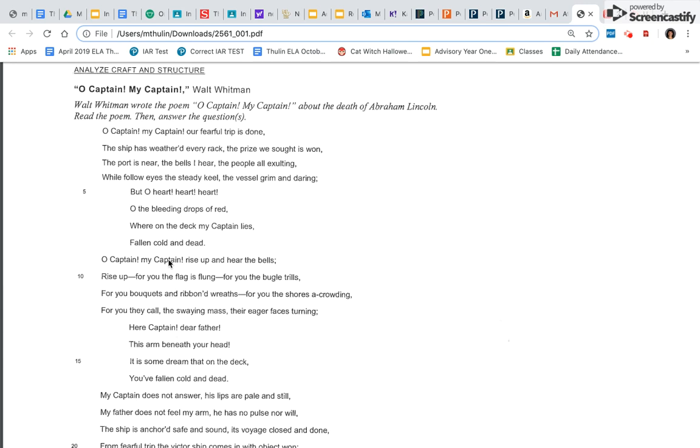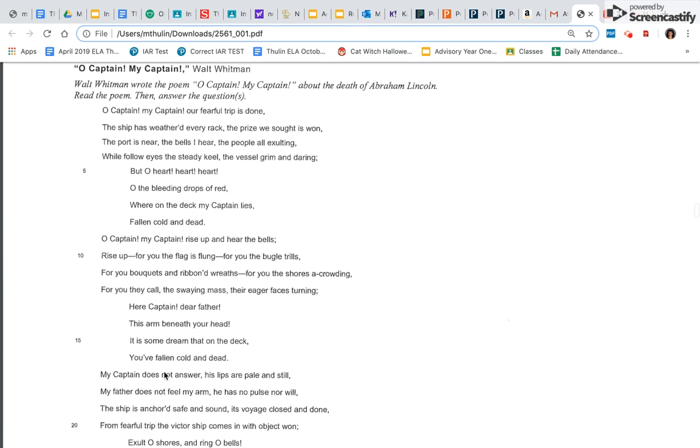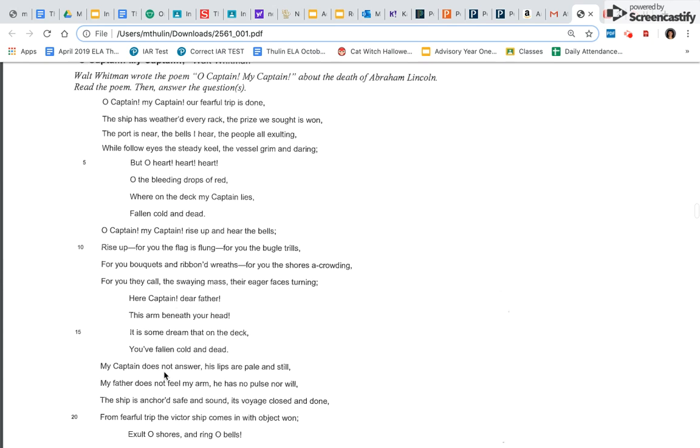Rise up, for you the flag is flung. For you the bugle trills. For you bouquets and ribboned wreaths. For you the shores a-crowding. For you they call, the swaying mass, their eager faces turning. Here, Captain, dear father, this arm beneath your head. It is some dream that on the deck you've fallen cold and dead.